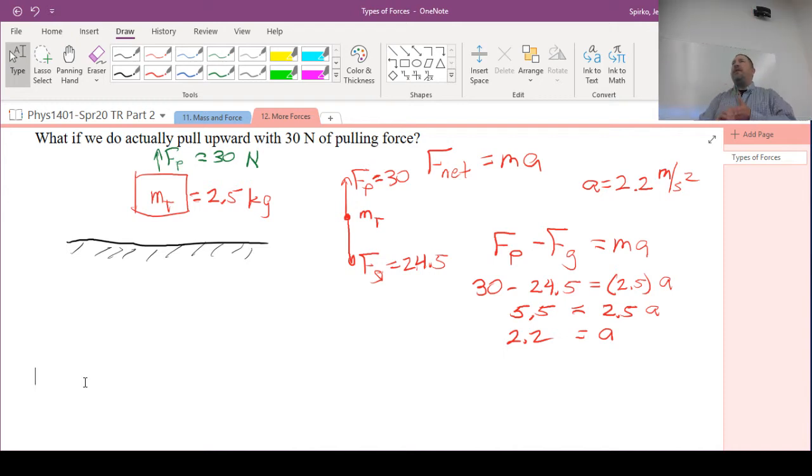Any questions about that? Yeah? So the force of gravity is 24.5 because of the mass times gravity? Absolutely. Yes. And that is constant. No matter what we do to this thing, its force of gravity is going to be 24.5.